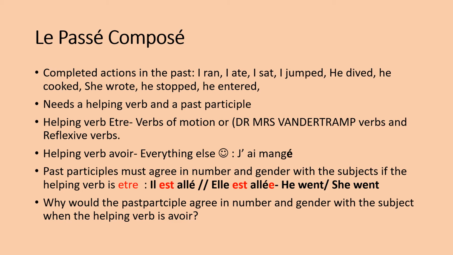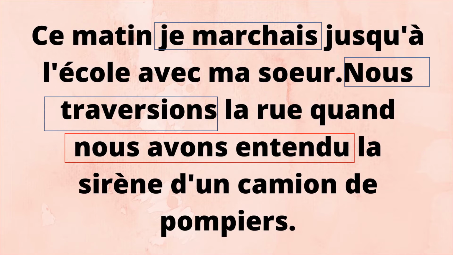Okay, so let's run quickly into the passage that I really wanted to speak about before quickly summarizing these two tenses. Let's go. On y va. Ce matin, je marchais jusqu'à l'école avec ma sœur. Nous traversions la rue quand nous avons entendu la sirène d'un camion de pompiers.